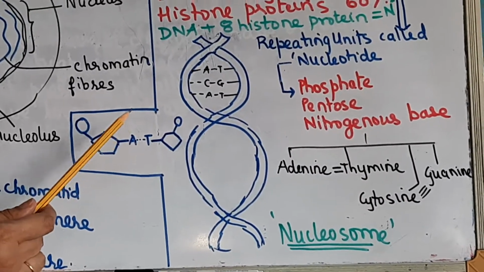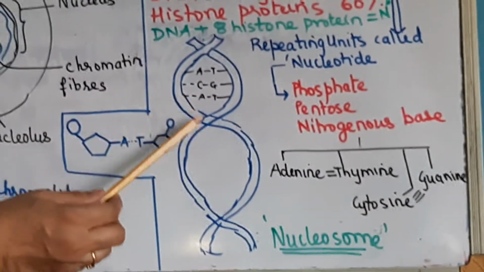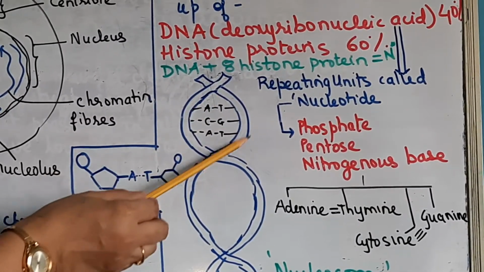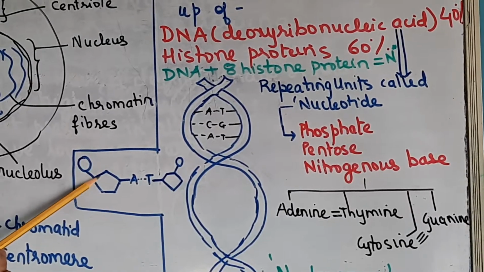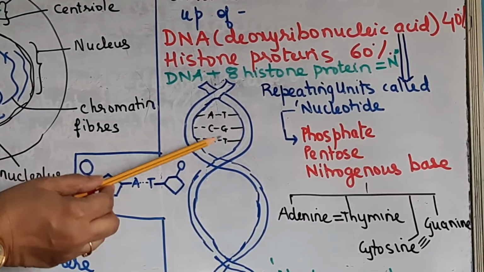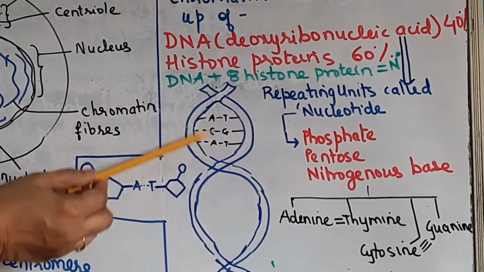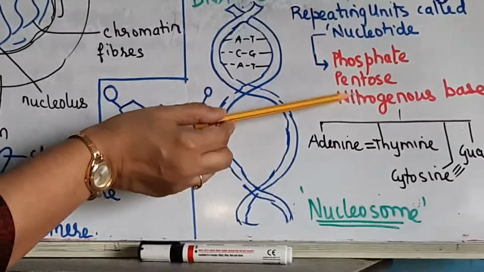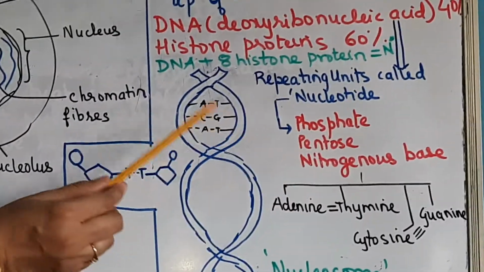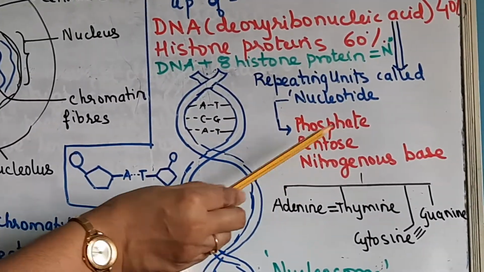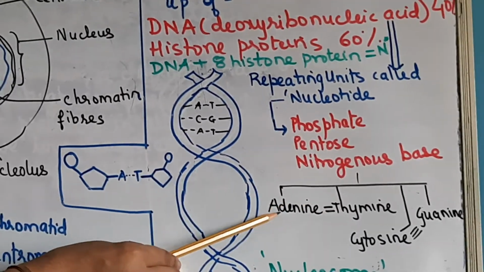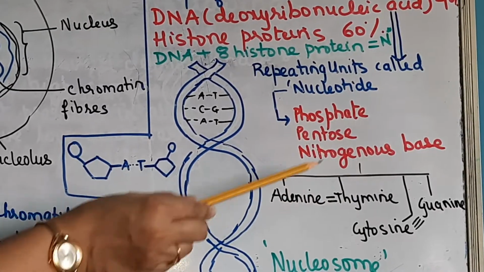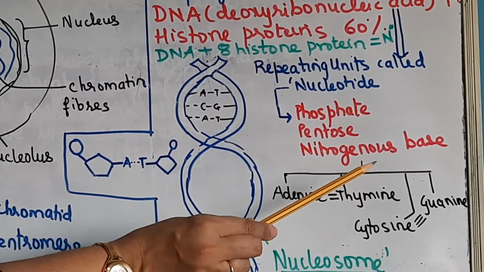So you can say that this DNA molecule resembles a ladder, where the sides are formed by the phosphate and the pentose sugar, and the steps or rungs of the ladder are made by the nitrogenous bases. So phosphate, pentose and nitrogenous base make up the nucleotide, and the nitrogenous base in turn is of 4 types: adenine, thymine, cytosine and guanine. Adenine will always pair with thymine, and cytosine with guanine.